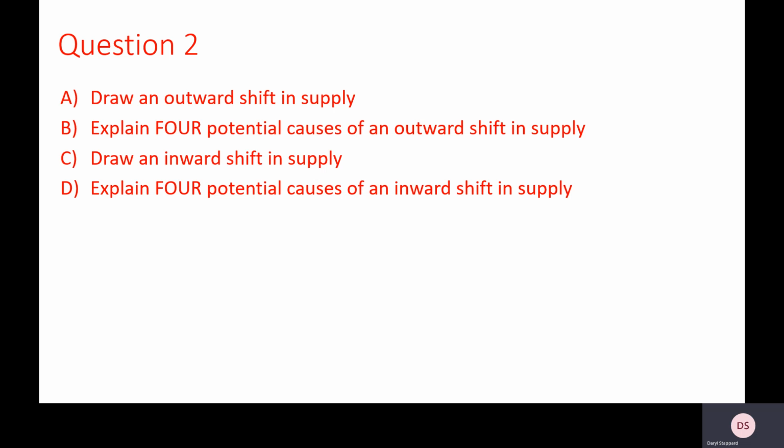Right, everyone, now just to bring together the end of this video, what I would now like you to do is to think about question 2. So I now want you to think about shifts in supply. So A, draw an outward shift in supply and explain 4 potential causes of the outward shift in supply. And then C, draw an inward shift in supply and explain 4 potential causes of an inward shift in supply. So again, hit pause, write down your answers, please.